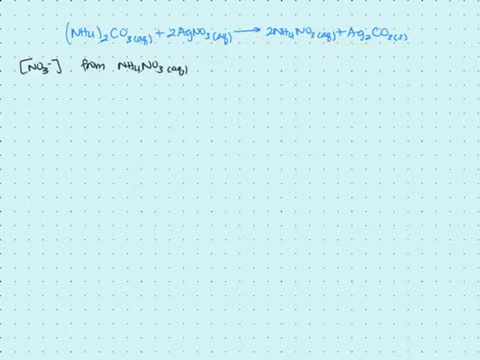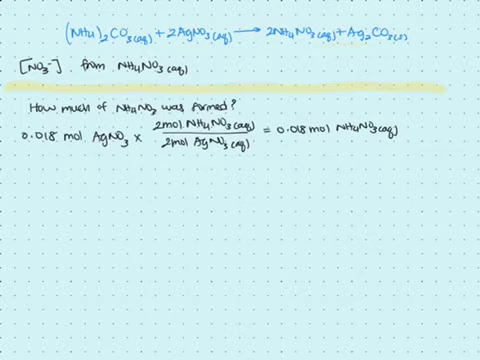Now let's find the concentration of the nitrate ion from the product ammonium nitrate. First, we need to go through the same process and figure out how much of the ammonium nitrate was formed. And we just use the limiting reactant, the silver nitrate, and the molar ratio, which in this case is a 2-to-2 ratio, which is just a 1-to-1 ratio. And we find that 0.018 moles of ammonium nitrate was formed.